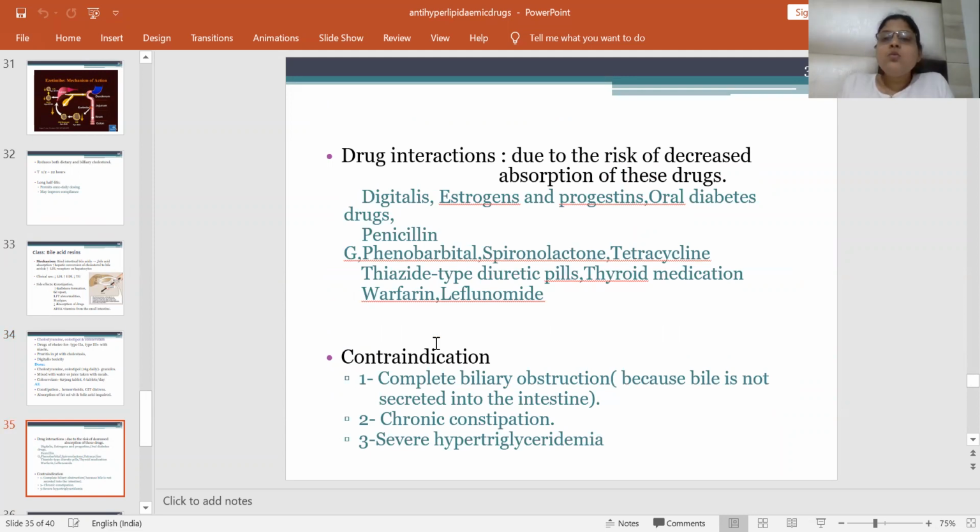Drug interactions are due to the risk of decreased absorption of these drugs. So reduced absorption will lead to digitalis toxicity. Estrogens and progesterones will lead to contraceptive failure, or hypoglycemia by oral diabetic drugs. Decreased absorption of these drugs will be there. Contraindications are complete biliary obstruction, because bile is not secreted into the intestine, and chronic constipation and severe hypertriglyceridemia are the contraindications.